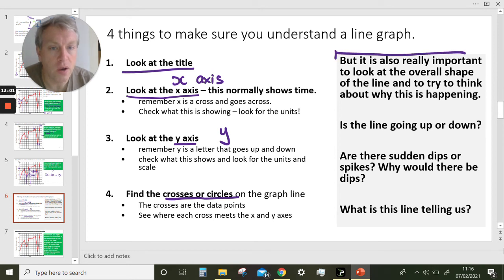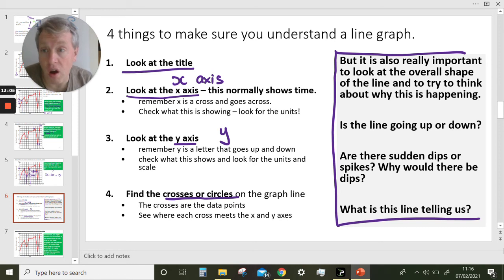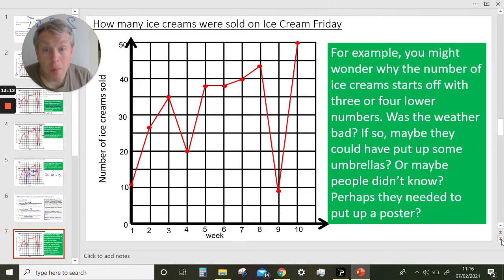So you might notice that the overall thing with this is, doesn't it start low? Only 11 ice creams in that first week. It starts really low, and then it goes up quite quickly. Goes up, little dip, goes up, up, up, up. It's getting more and more popular. I wonder why it started so low.